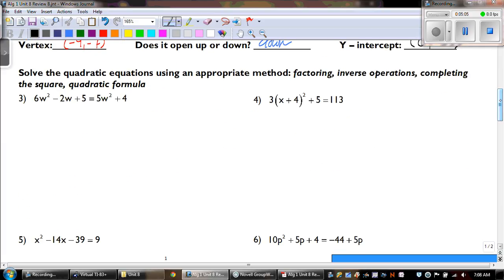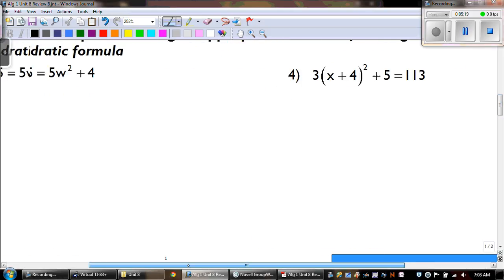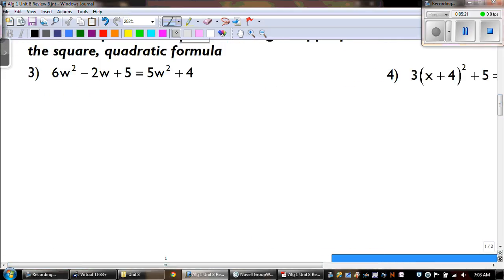Okay. Solve the quadratic equations using an appropriate method. We've learned about factoring, inverse operations, completing the square, and the quadratic formula. And remember, you can use the quadratic formula every single time once you set your equation equal to 0. All right, so let's look at our quadratic terms. I want them to be positive, which means I'm going to move the smaller one, which is the 5w squared.